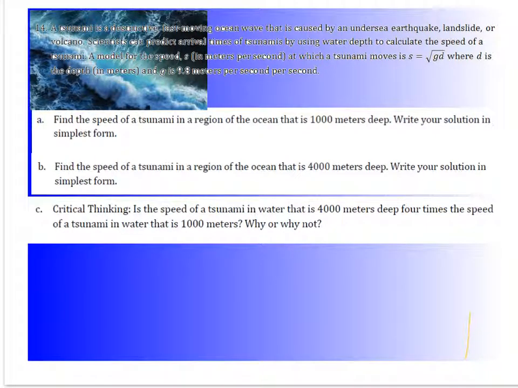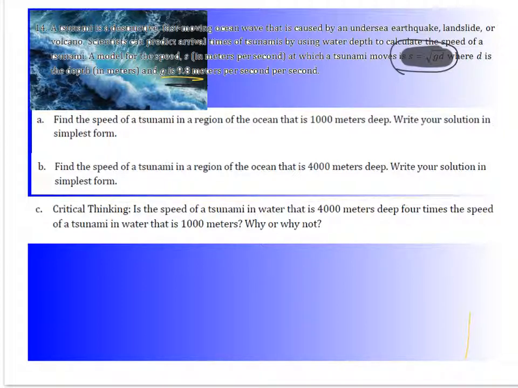Okay, a tsunami is a destructive, fast-moving ocean wave that's caused by an undersea earthquake, landslide, or volcano. Scientists can predict arrival times based on the depth. So you have this, S equals square root of GD, where D is the depth and G is 9.8 meters per second squared.